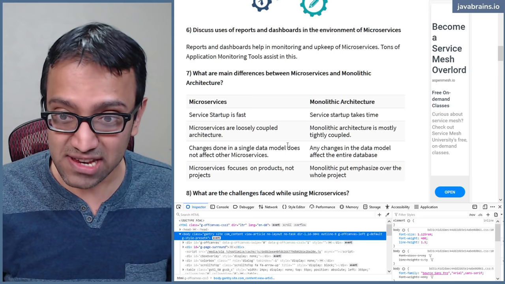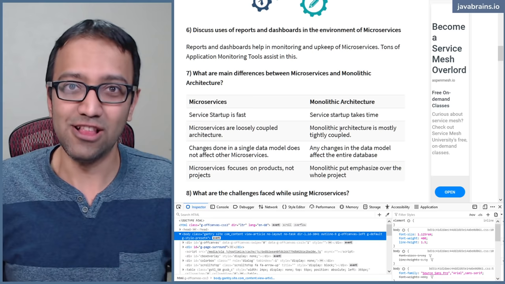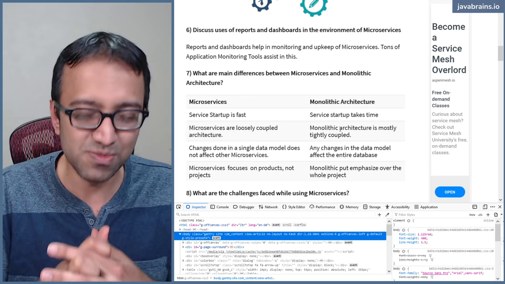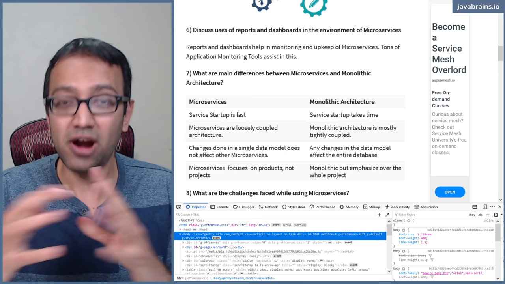What are the challenges faced while using microservices? Well, there are a lot. One is that it's more complex, okay? The deployment is more complex. Monitoring is more complex. Managing a product release is more complex.